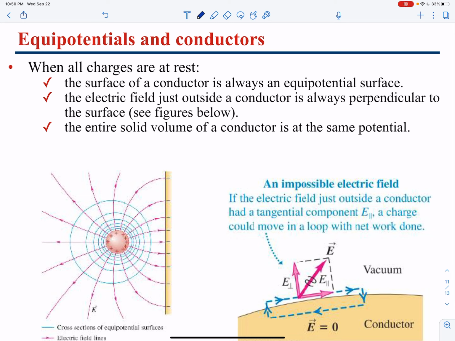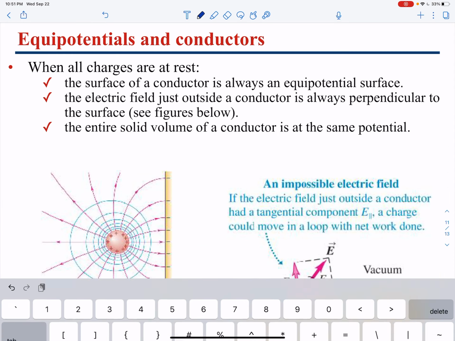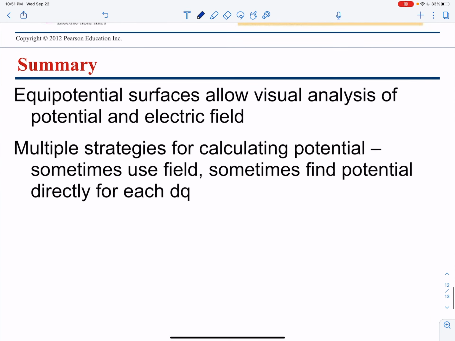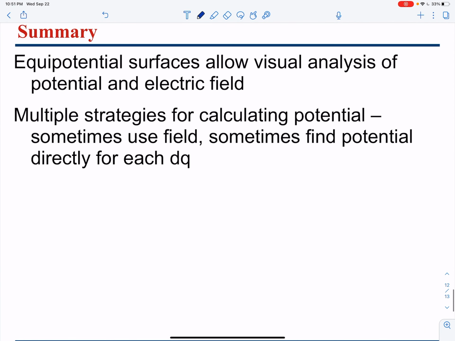The entire solid volume within a conductor, remember there's zero electric field. That means there's zero change in the potential. So everything within that volume is going to be at the same potential. So just to wrap up this section, equipotential surfaces allow us to have a visual analysis of the potential and the electric field. We have many strategies for calculating the potential. Sometimes use Gauss's law to find the field. Sometimes go directly, get the potential for each individual little segment of charge.